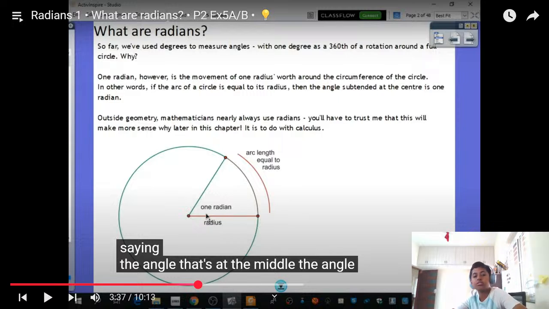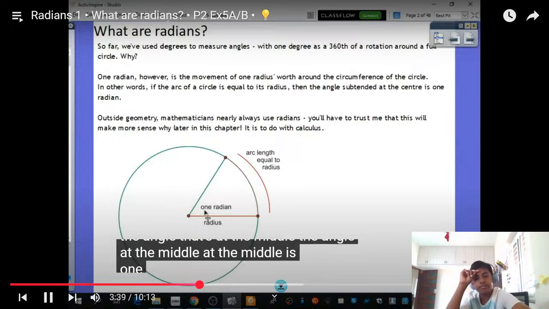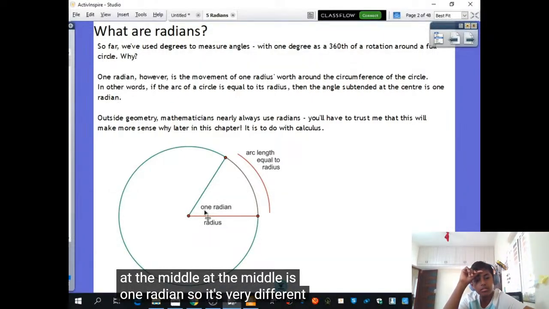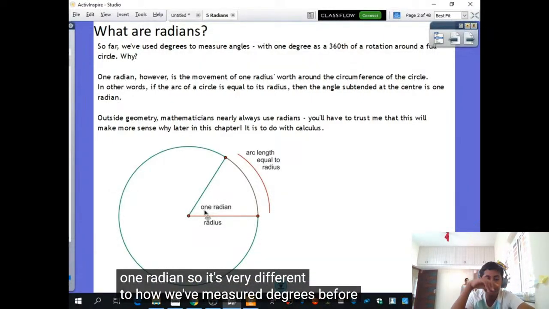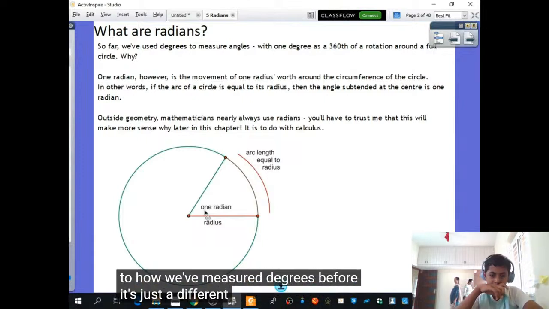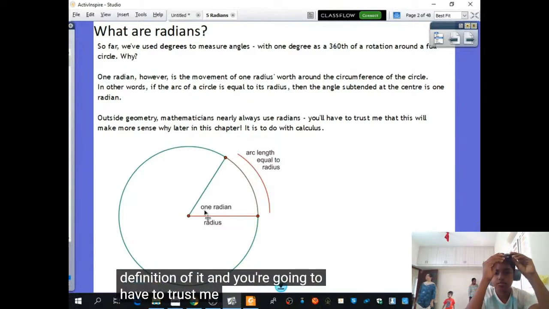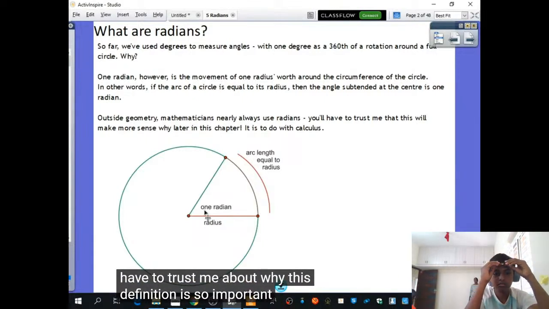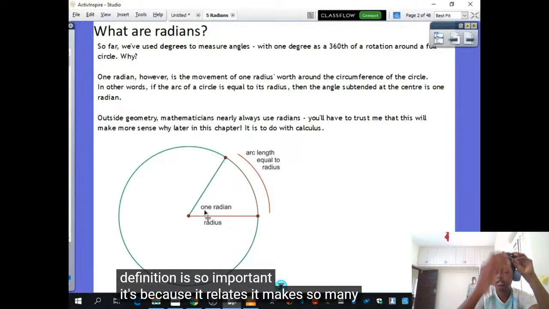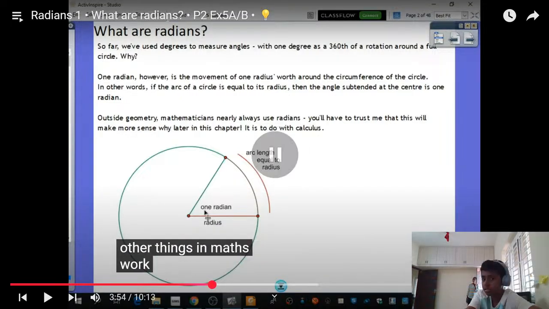Let's continue. At the middle is 1 radian. So it's very different to how we've measured degrees before. It's just a different definition of it. And you're going to have to trust me about why this definition is so important, because it makes so many other things work.